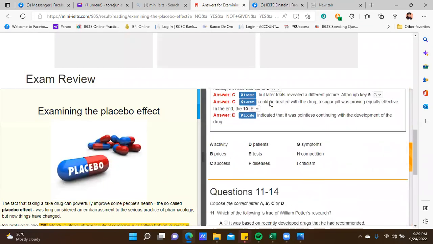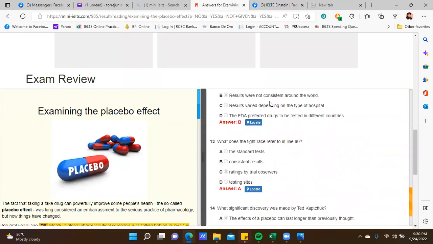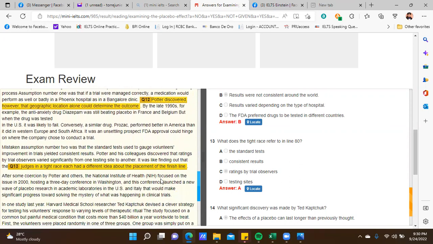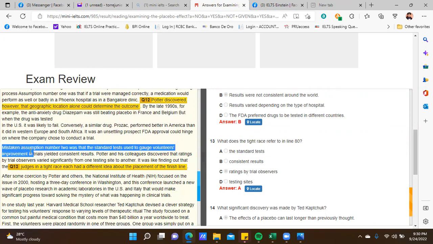Mali! 13. Nasa dulo yun. Hindi sa rating. Standard test. Balikan natin, ha? Ayan, may explanation. Judges in a tight race. Basahin natin lahat. Mistaken assumption number 2 was that the standard test used to gauge volunteers' improvement in trials yielded consistent results. Mali yun, no? Potter and colleagues discovered that ratings by trial observers. Alam ko na. Sila yung judge. Yung standard test yung used to gauge the volunteers. Nasa first sentence.